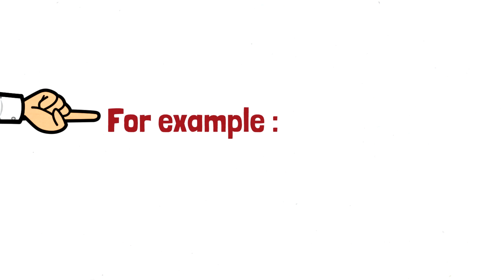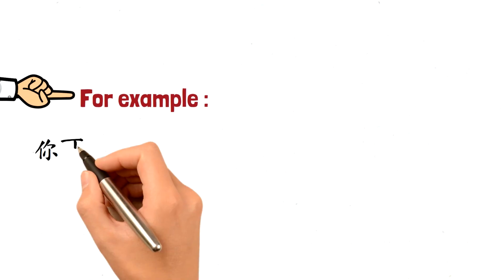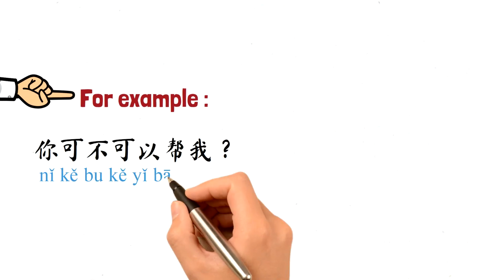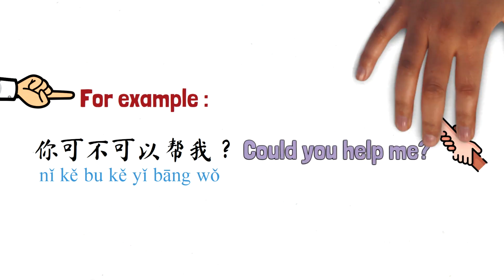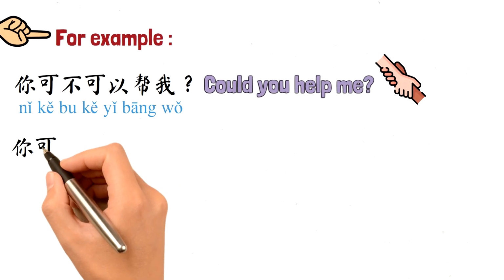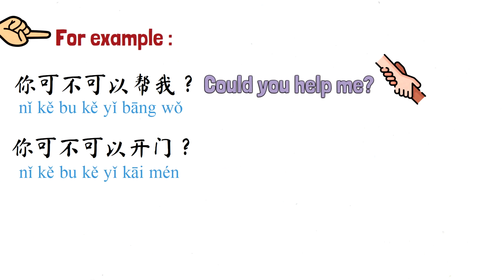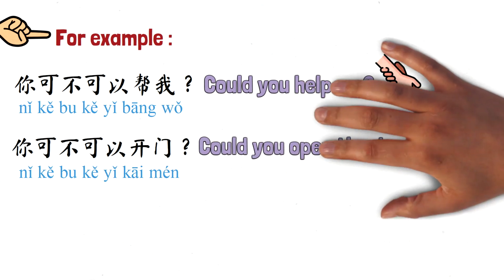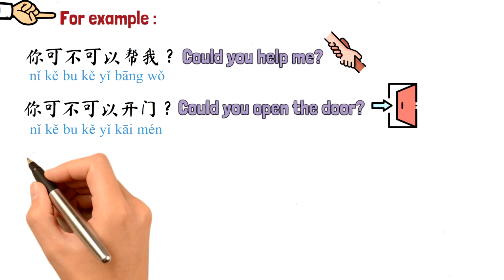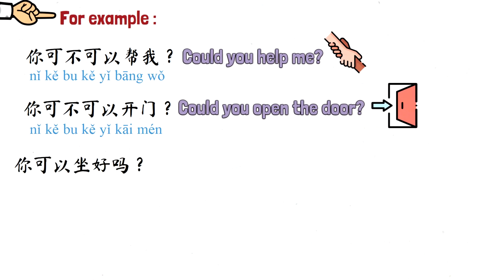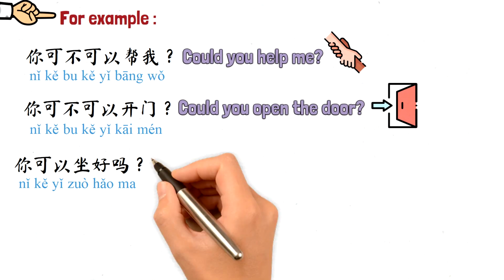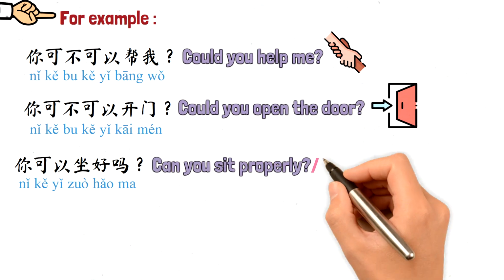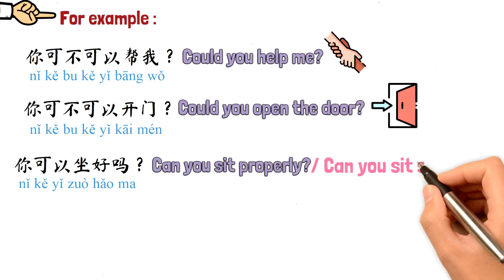For example, 你可不可以帮我 Could you help me? 你可不可以开门 Could you open the door? 你可以坐好吗 For this sentence have two meanings. First one, can you sit properly? Another one, can you sit still?